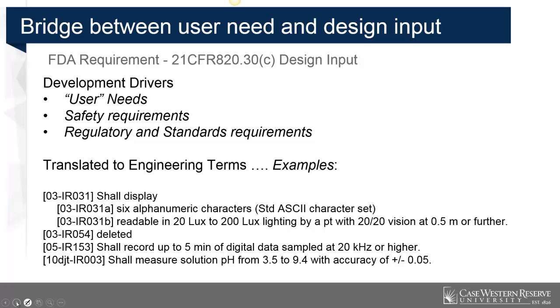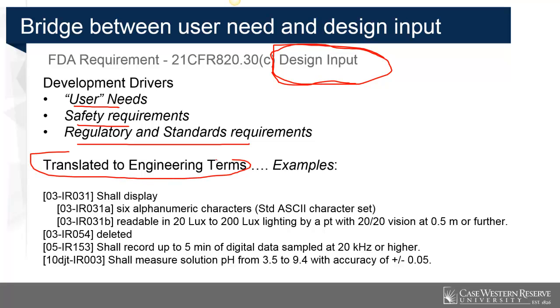Taking a look at some of the steps in the waterfall process, knowing that the design input is a very critical one. And again, I'm emphasizing design input because this jump from the user need to the design input is where most of the engineers I work with tend to use brainstorming. Often there's a protocol for everything else. But basically, when we look at the development drivers, we have the user needs, we have safety requirements, and of course regulatory standards requirements. And so essentially we want to translate the user need into engineering terms.